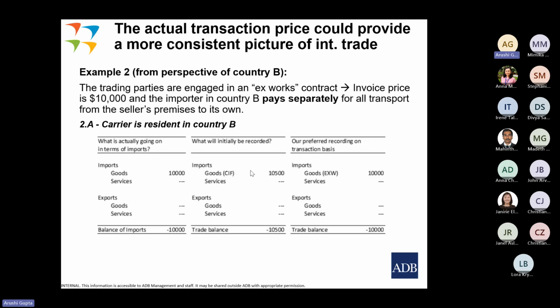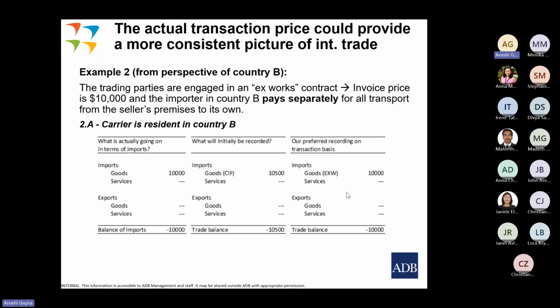So in the second example, we see what would happen if the trading parties are engaged in an ex works contract instead of an FOB contract. This implies that the invoice price would be 10,000 and the importer in country B pays separately for all transport from the seller's premises to its own premises. This example again is elaborated from the viewpoint of importing country B, and we first consider the situation that the carrier is resident in country B.